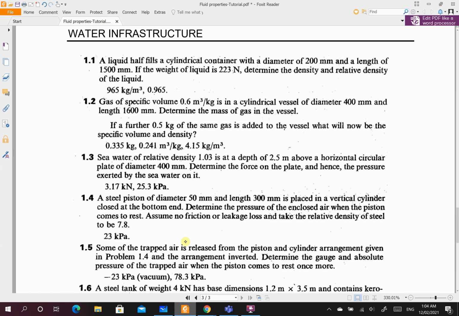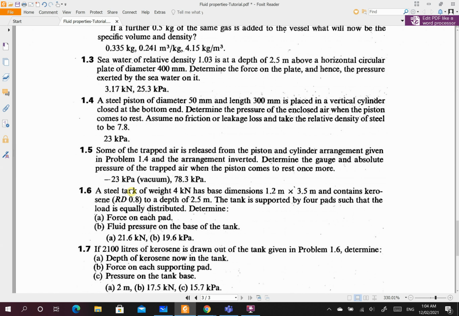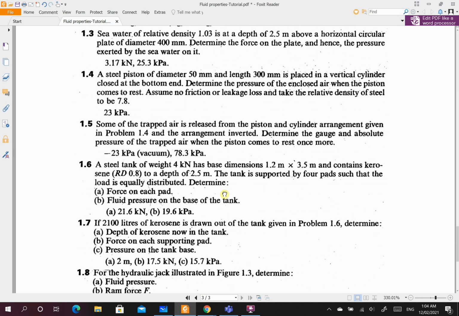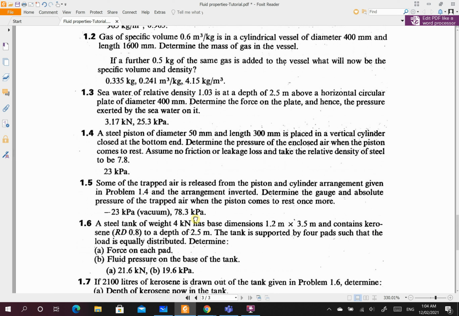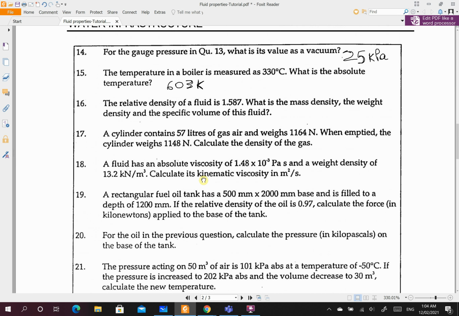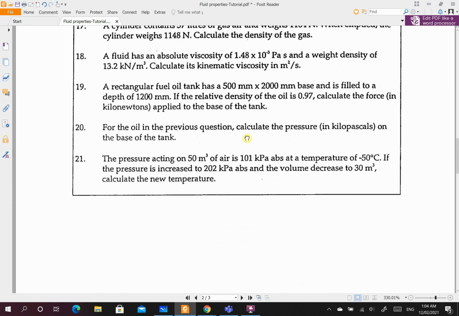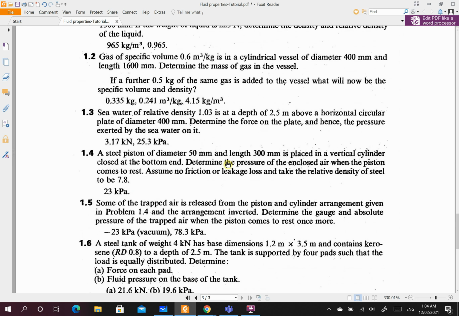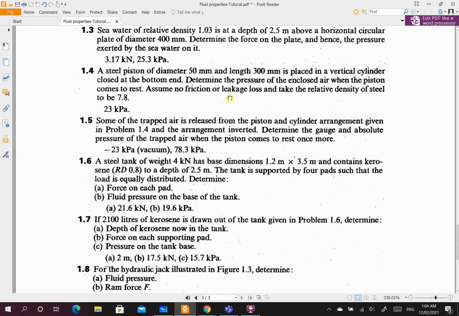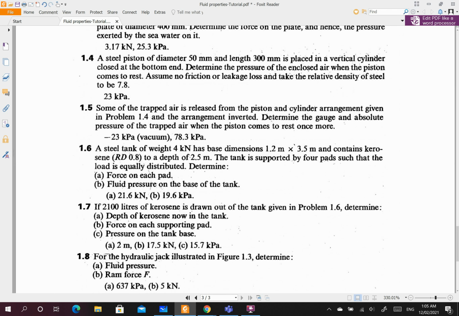Cool. So now we're looking at 1.4. Just so you guys are aware, I'm only going to do up to 1.6. I will leave 1.7, 1.8 for you to do, as well as these 16 to 21. Alright, sorry if you're bored, but we'll keep going. Two more to go.